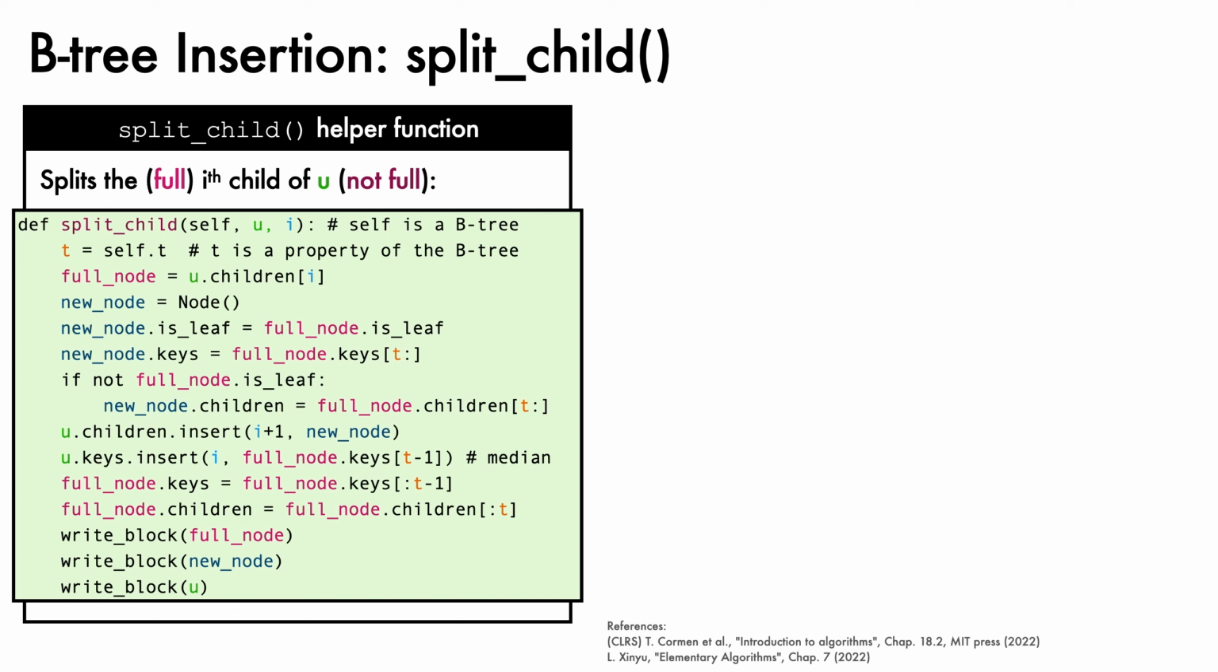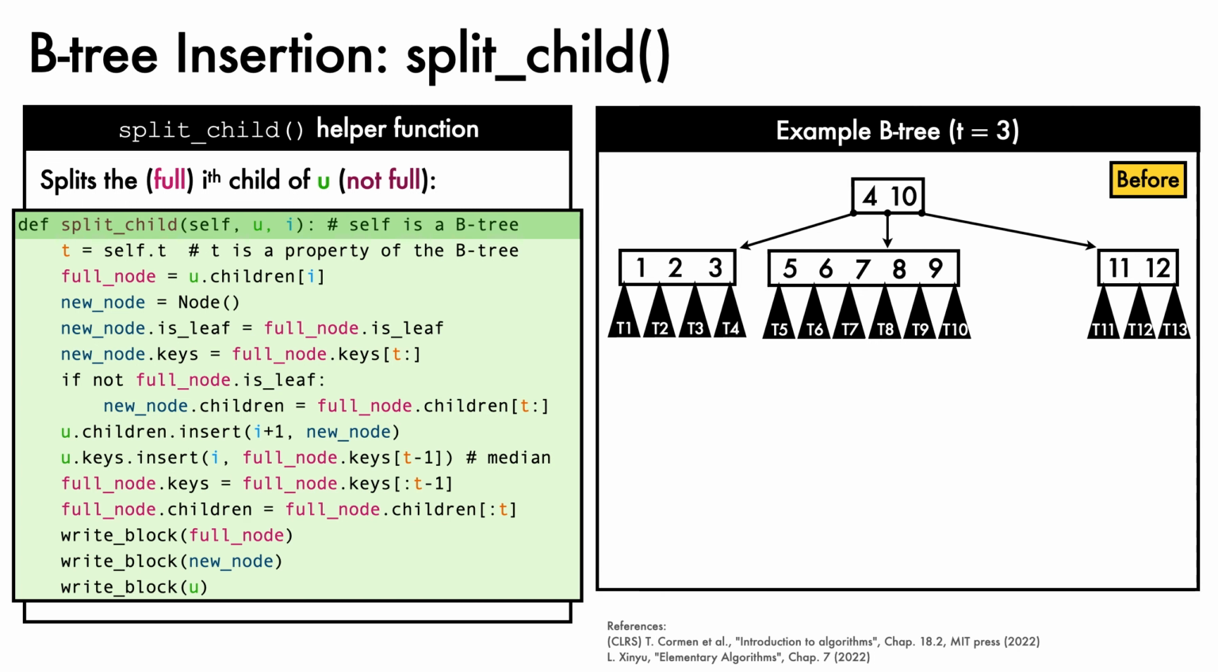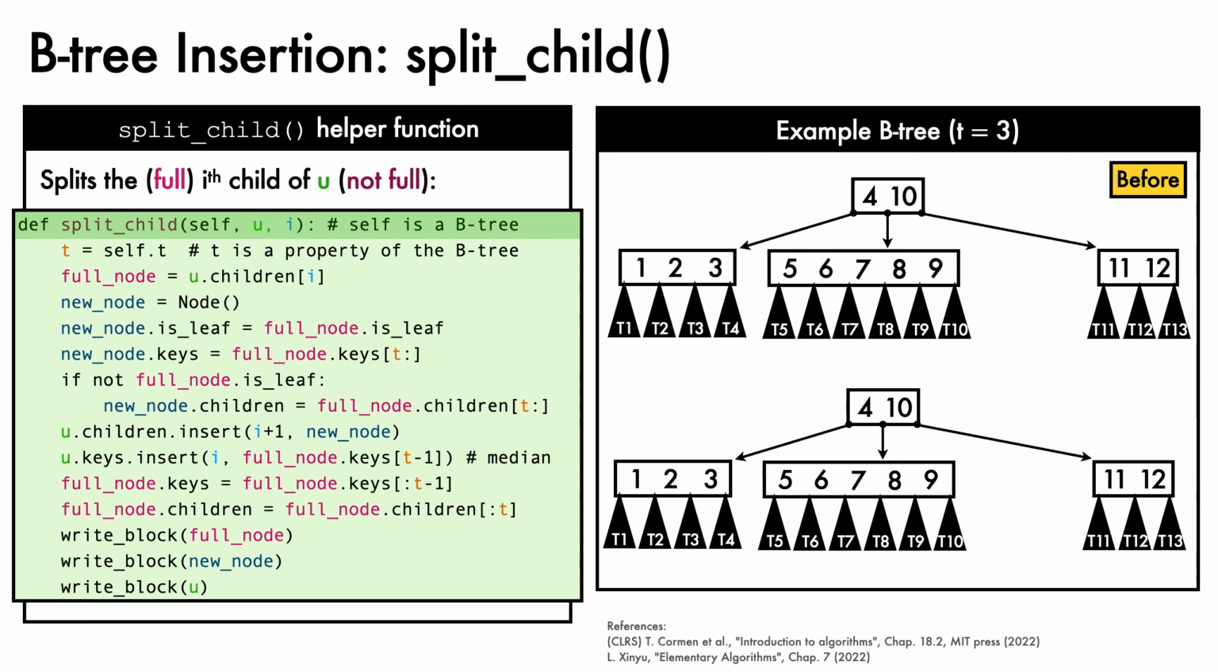To make this a bit more concrete, let's see this function in action on an example B-tree where the minimum degree is 3. We'll first duplicate the tree to help us keep track of things visually. U is the top node, and we want to split its middle child corresponding to i = 1. We first assign t the value of 3, assign fullNode to the ith child of U, and create a new node whose isLeaf attribute we set to false, since fullNode is not a leaf.